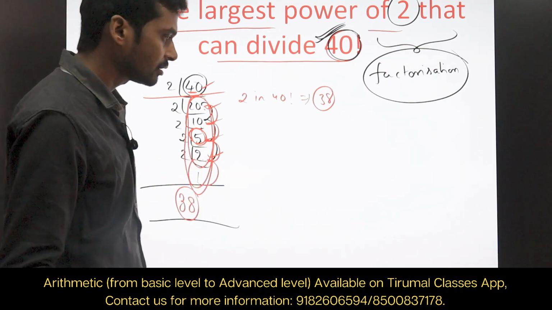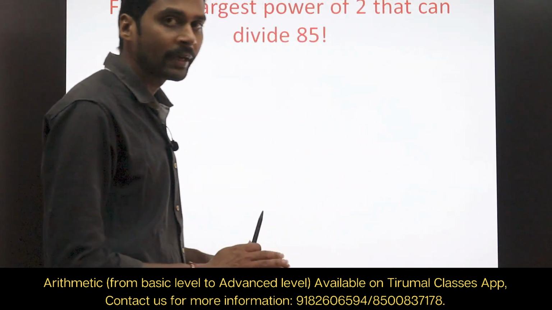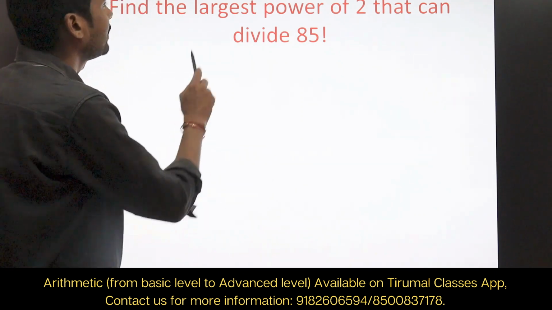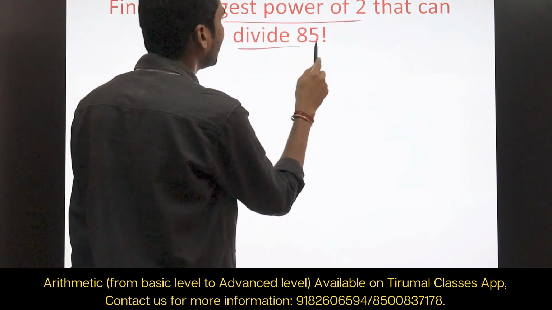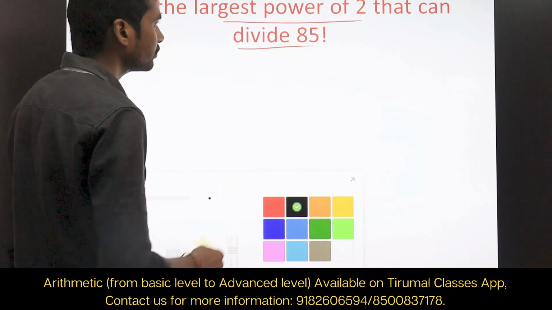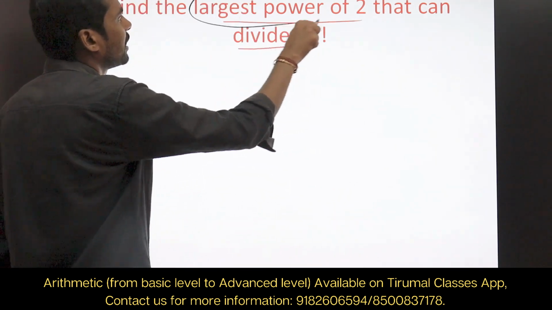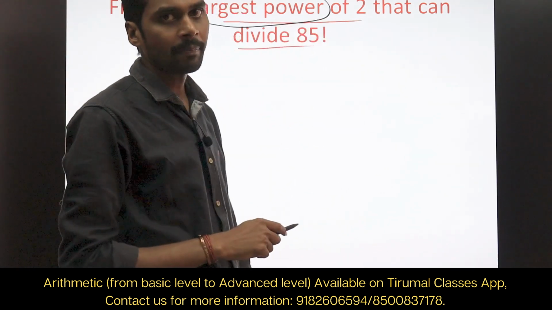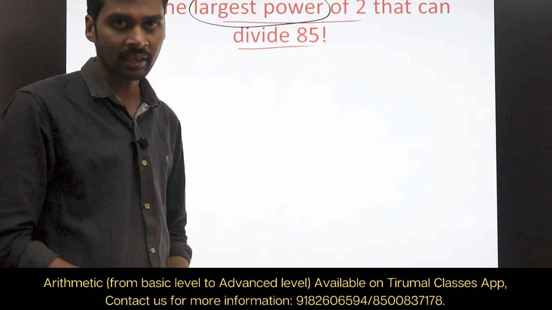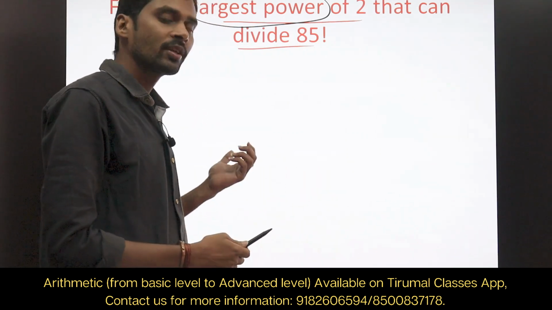Okay, is it clear? So let's look at another one. You can completely understand it. Now find the largest power of 2 that can divide 85 factorial. Whenever you see the largest power or maximum power of some number in a factorial number, simply it is a concept of this one.